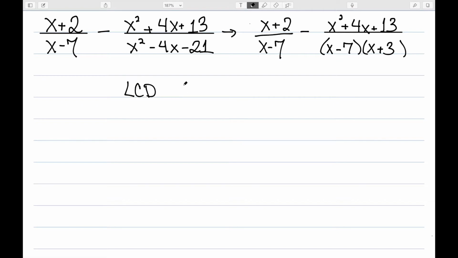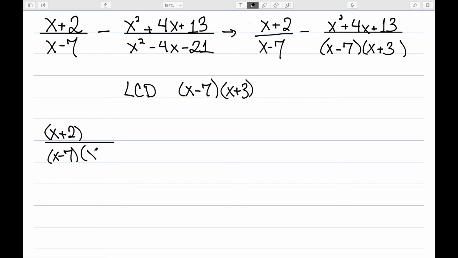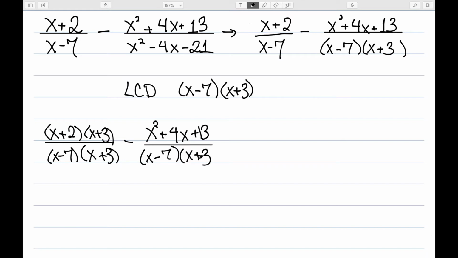My least common denominator, the bottom of the first fraction is x minus 7. The second one has an x minus 7, which I already wrote down, and an x plus 3. I can then rewrite. My first fraction already has an x minus 7 on the bottom, so I need to include the x plus 3. If I include it on the bottom, I need to include it on the top. The second fraction has already included both parts of the least common denominator, both x minus 7 and x plus 3. So I don't need to change it at all.